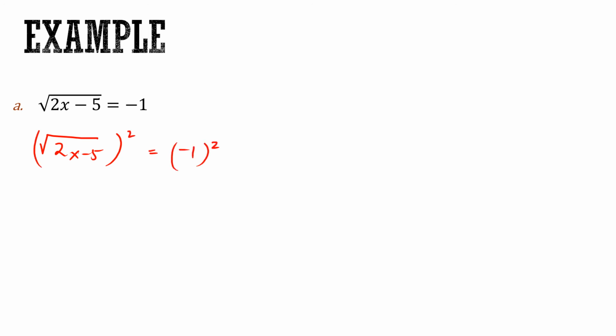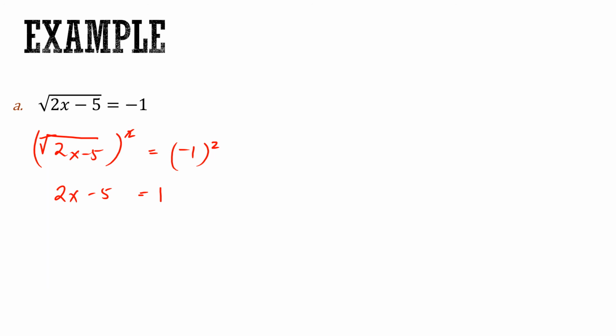Let's move to the fourth example: square root of 2x minus 5 equals negative 1. There's no need to isolate the radical term in this example since it is already isolated. So what we need to do is to eliminate the radical symbol by squaring both sides of the equation. We can write this as square root of 2x minus 5, squared, equal to negative 1 squared. We will simply cancel this out, and what's left is 2x minus 5 equals negative 1 times negative 1, which is positive 1.